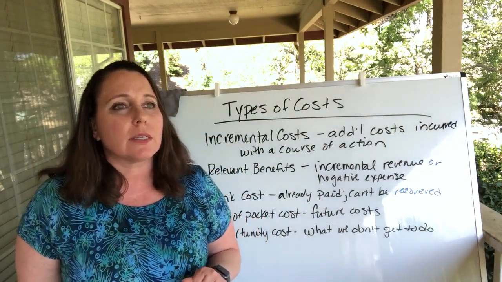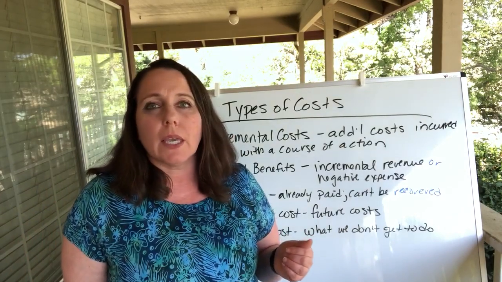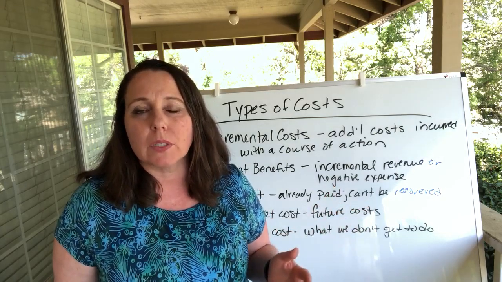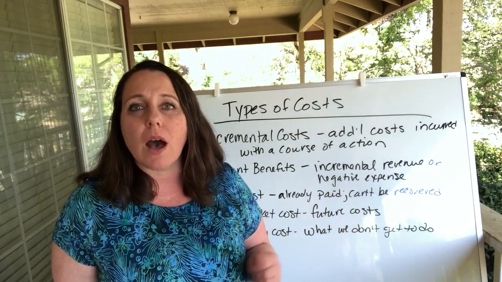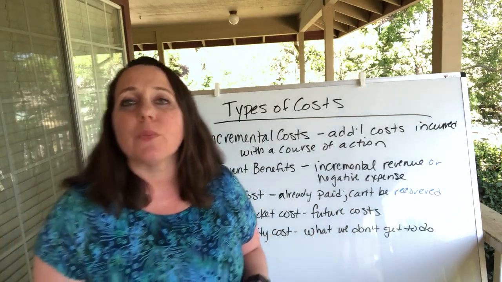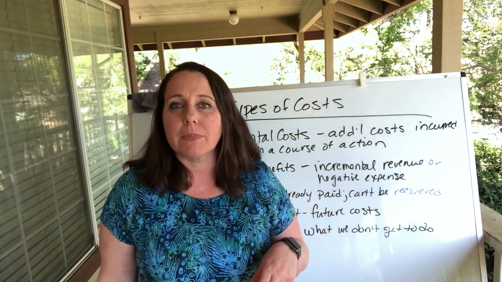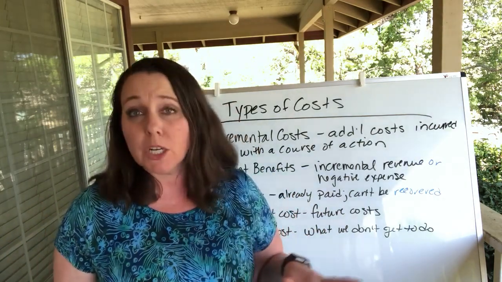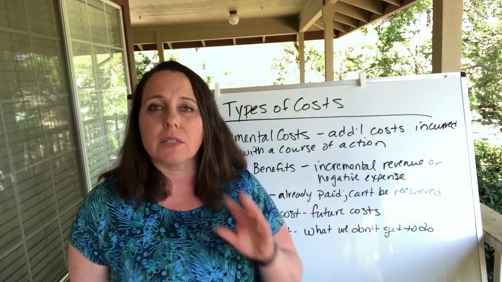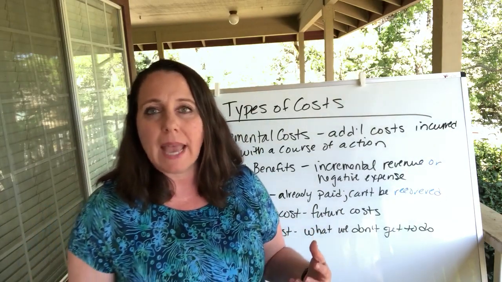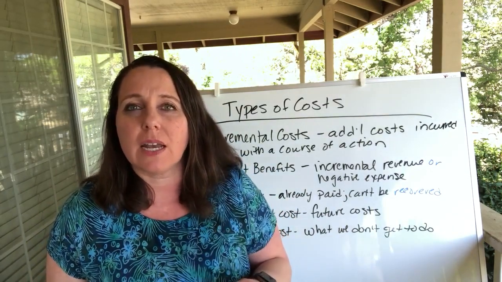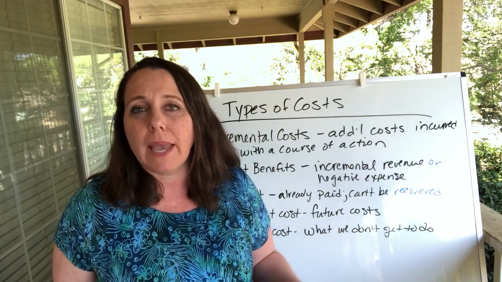Okay, so for example, let's say we're deciding to paint our building. Let's say we're deciding whether we're going to paint our building or put up siding. We know we're going to do something. We absolutely know we're going to do something. The incremental cost would be the difference in the cost of siding, which is more expensive, versus just painting. So what's the additional cost that we're going to pay in order to have siding instead of paint?